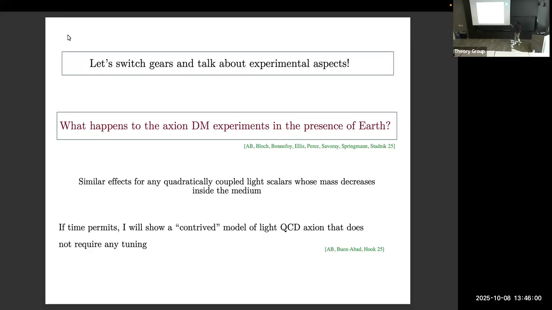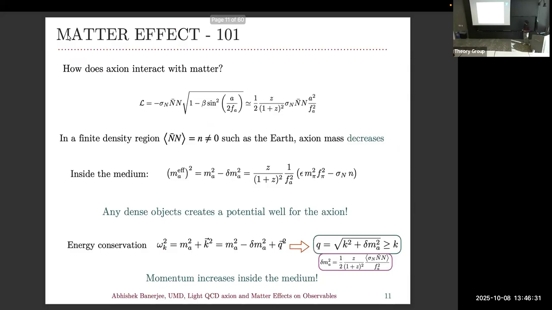But now I want to talk about what happens if I have some axion dark matter experiment in the presence of the Earth. Just for us to understand, a similar effect will also be there for any quadratically coupled light scalar dark matter searches. There are many. We pointed it out back in 2022 with Gilad and all these people. There are other Munich people working on it, but somehow the community doesn't seem to be understanding this part. But okay, so let's say I have the QCD axions. How does it interact with matter?